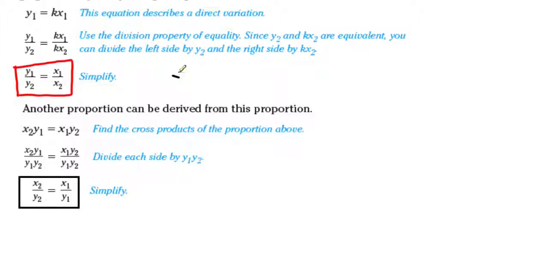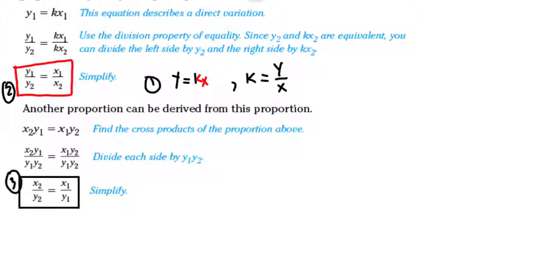The first one is y equals kx, which is also the same as, if you want to solve for the constant of variation, k equals y over x. So, first formula, second formula, these are all formulas that you can use for direct variation problems. Now let's take a look at example number 2 and see how this applies.